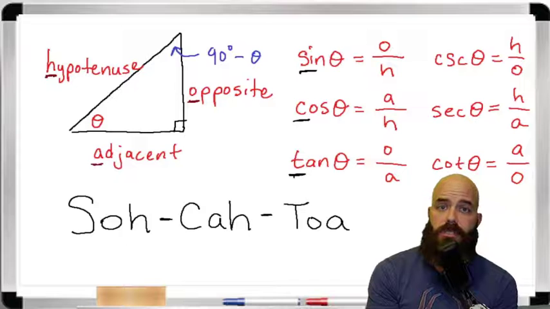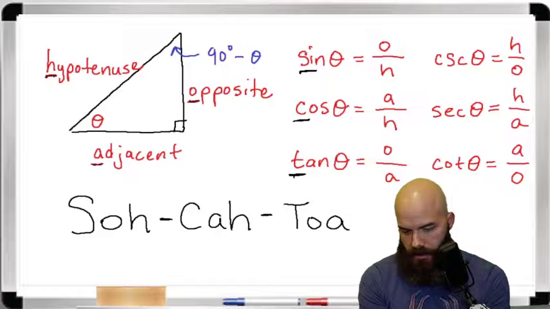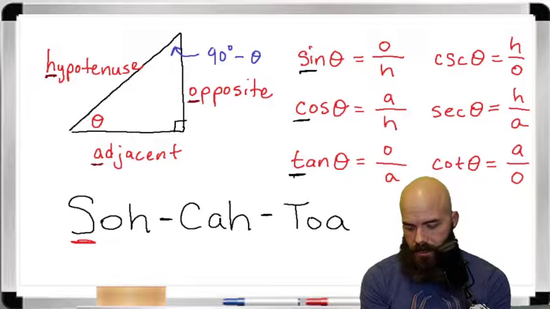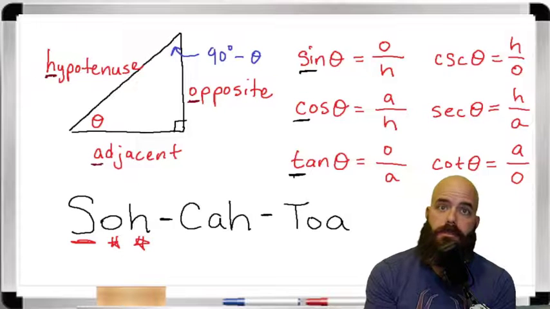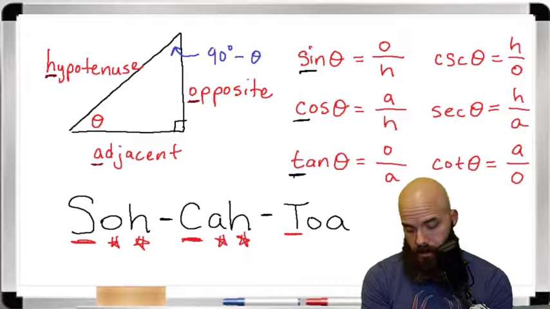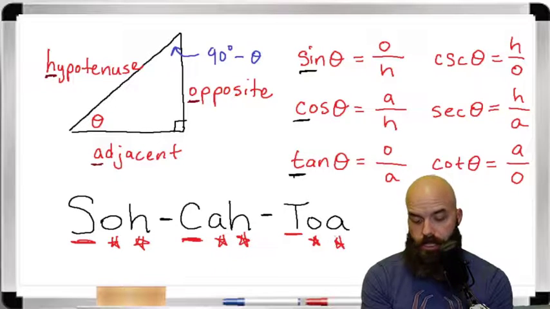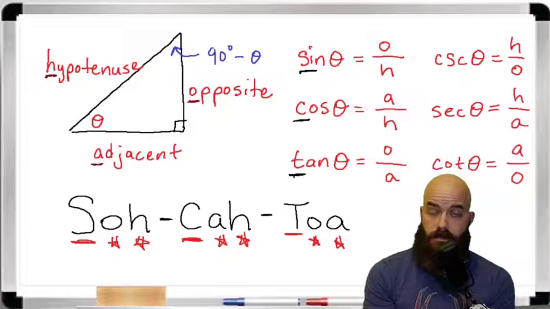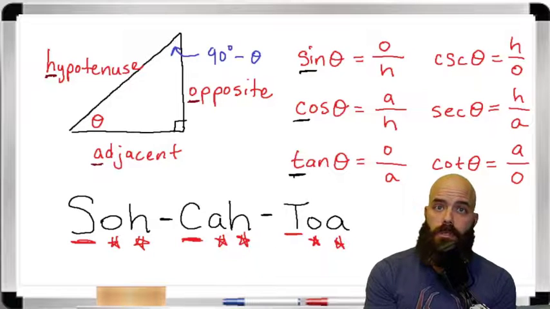Well, SOHCAHTOA stands for something. The S here refers to sine. Sine is the opposite over the hypotenuse. Cosine is the adjacent over the hypotenuse, and then tangent is the opposite over the adjacent. So if you know SOHCAHTOA, make sure you obviously know the order in which it's spelled.